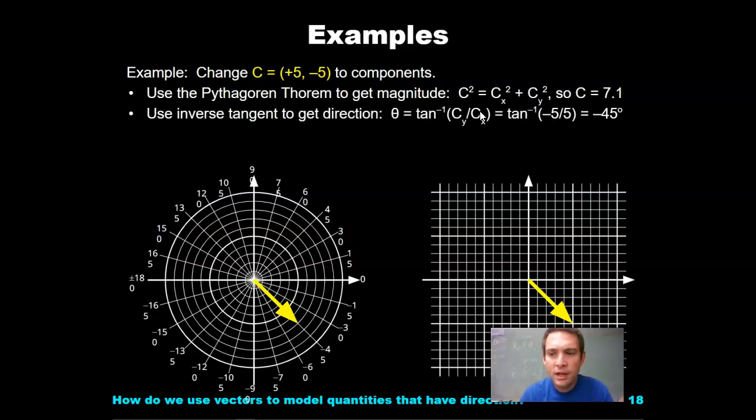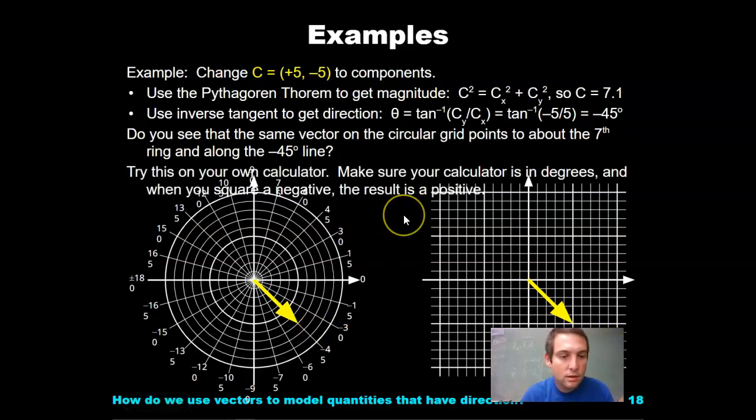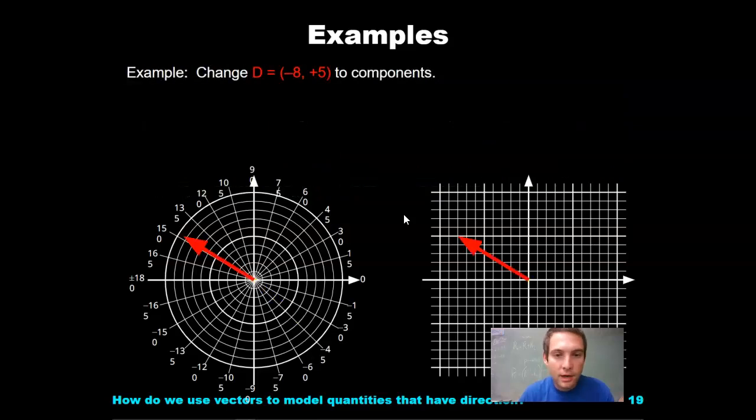Try these, make sure you can do them. Very easy. And then we're going to use the direction formula. Theta equals arctangent of the y component over the x component, or opposite over adjacent, right? That gives negative 45 degrees. All right, do this one. Pause it, try it yourself.